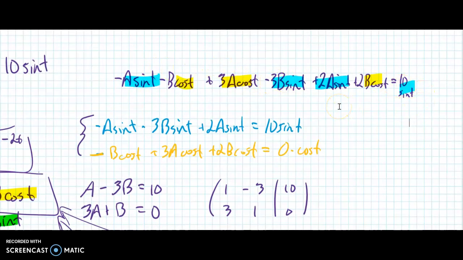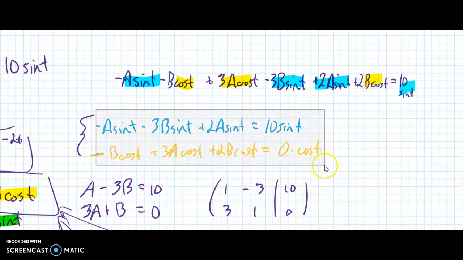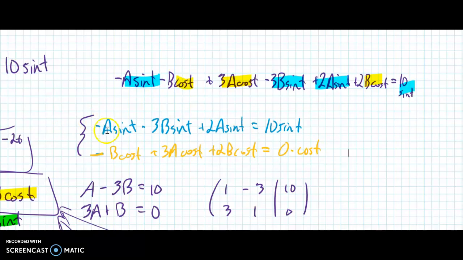Now, this is one for which I think that doing a system and using REF is very, very nice. So the color coding here, notice I got blue and blue and blue. Those are all the sine terms, and blue on the right side. And I got yellow and yellow and yellow, and those are all the cosine terms. So I build out 2 separate equations because I have 2 unknowns, a and b, and I need to solve them. A sine t plus 3b sine t plus 2a sine t equals 10 sine t.